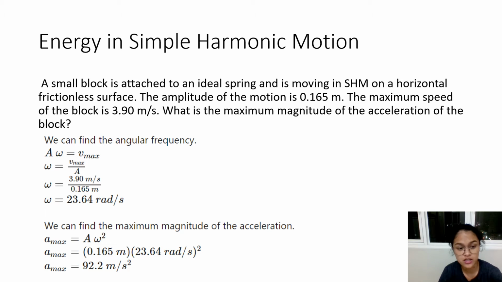So we cancel out the meter there, and we can leave the second, and we can add rad there since it's not a vector. So now we can find the maximum magnitude of acceleration by using the formula: maximum acceleration equals amplitude multiplied by angular frequency squared. So now we input the values there. It's going to be 0.165 meters times (23.64 rad per second) squared. Now we will be getting the maximum acceleration of 92.2 meters per second squared.